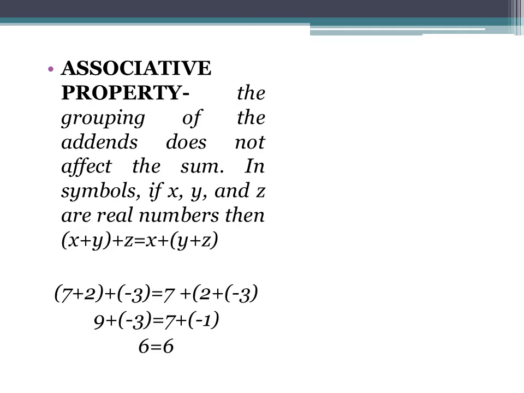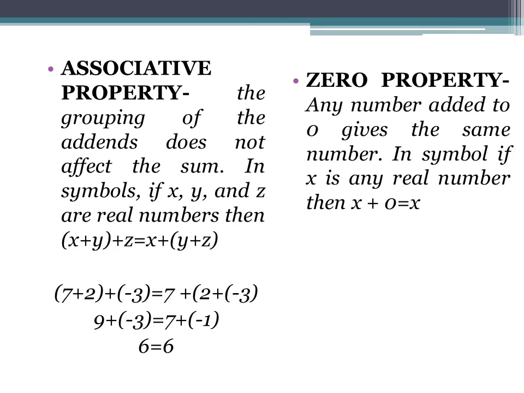On the left side, we have 7 plus 2 plus -3. So 7 plus 2 is equal to 9. So 9 plus -3. They did not share a common sign, so just simply subtract. Then copy the sign of the bigger number, which is 9. So 9 plus -3 is equal to 6.